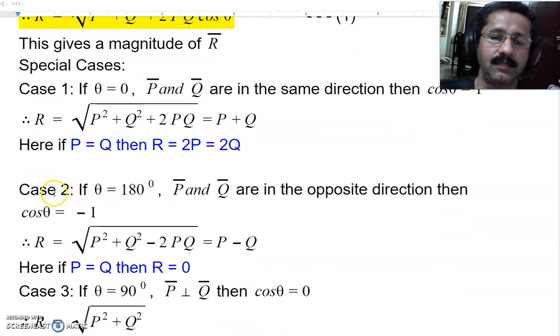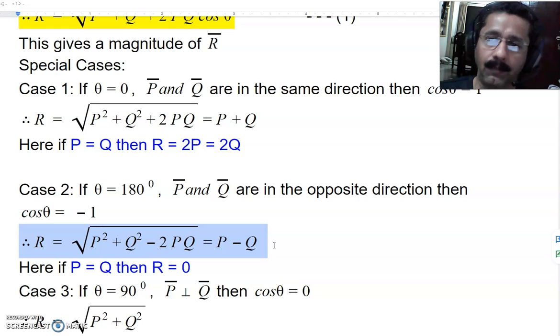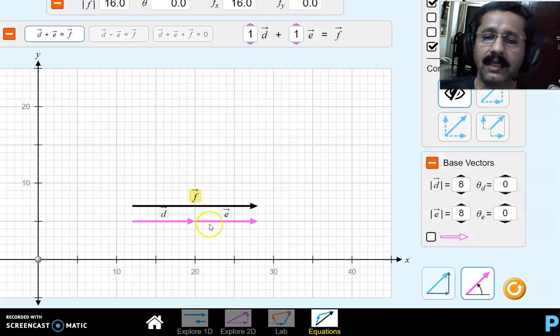Now I go for the second special case. If my vectors were 180 degrees opposite, that is exactly opposite in direction, then cos of 180 degrees is equal to -1, and the R value in your equation 1, if I substitute that, R is equal to root of P squared plus Q squared minus 2PQ, which will turn out to be either P minus Q or Q minus P, whichever is greater, minus the smaller vector. So that becomes your resultant R. Whether this is true, of course we know that this is true. You can actually check it here.